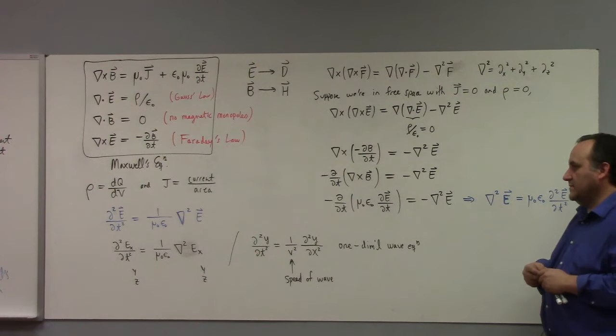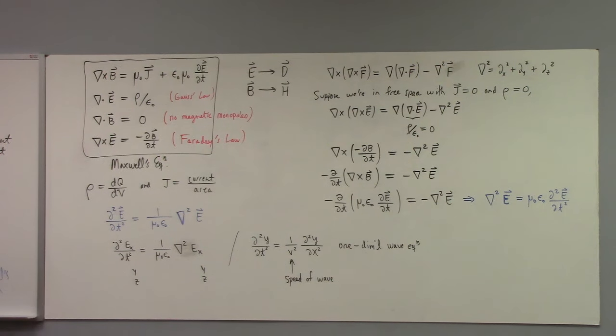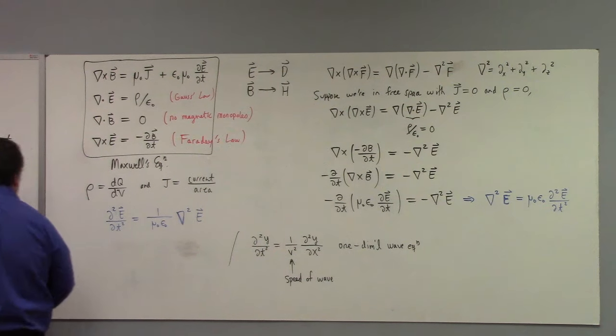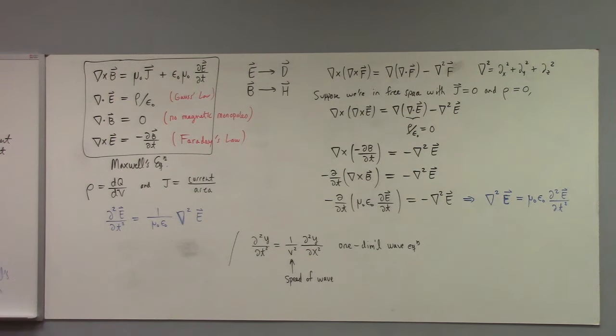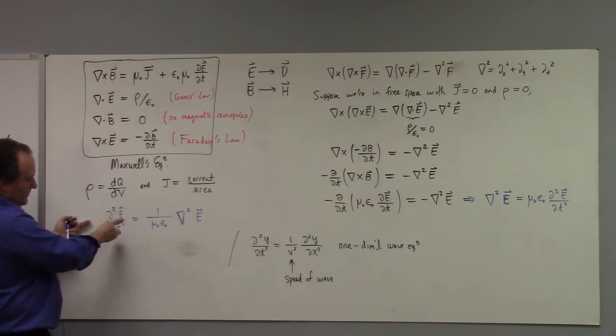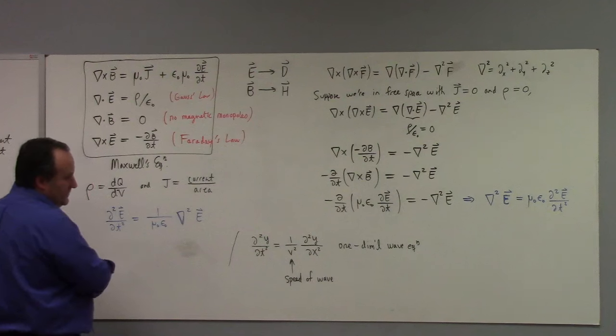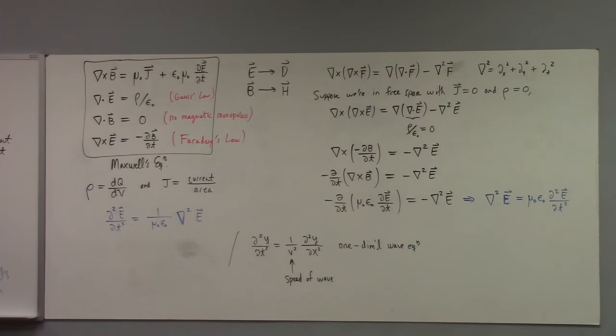So let me just erase the black. This doesn't really help us much. Let me get to that. What does it say? If you compare these two equations, this is also a wave equation. The second derivative with respect to time is proportional to the second partial derivative with respect to the spatial direction. This is in fact the three-dimensional wave equation.